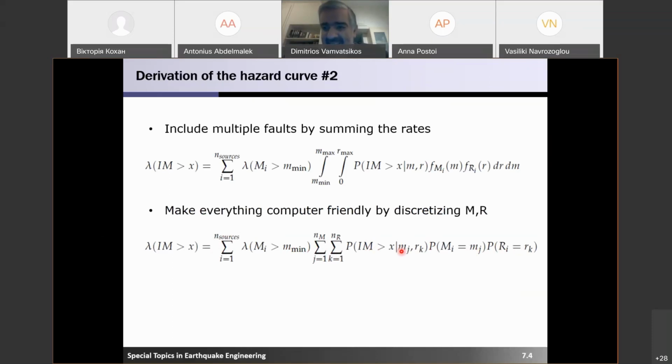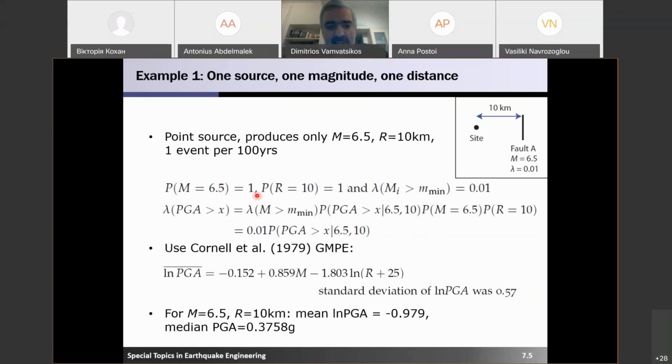That doesn't get simpler. There it is, the probability of magnitude equals 6.5 is 1, the probability of the distance being 10, yeah, that's 1. And there you go. That's your rate of earthquakes of interest, and I hope we all agree that a 6.5 at 10 kilometers, yeah, that's an earthquake of significant interest. That's 0.01, the rate that we stipulated up here.